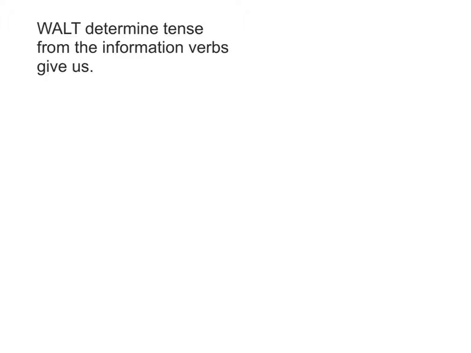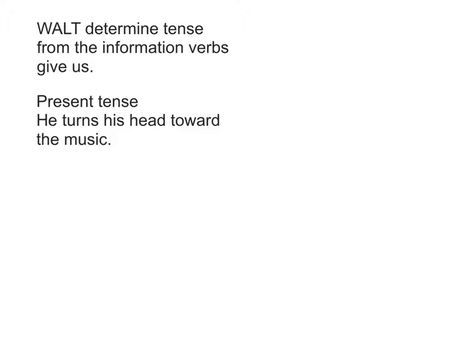We are learning to determine tense from the information that verbs give us. What is meant by tense is the time at which an action is, was, or will be carried out. Looking first at the present tense, this is used to describe actions which are being carried out now or at the present time. For example, he turns his head towards the music.